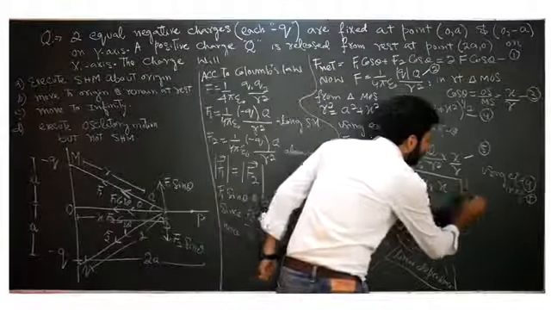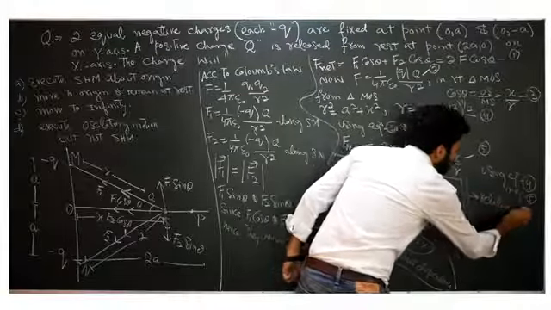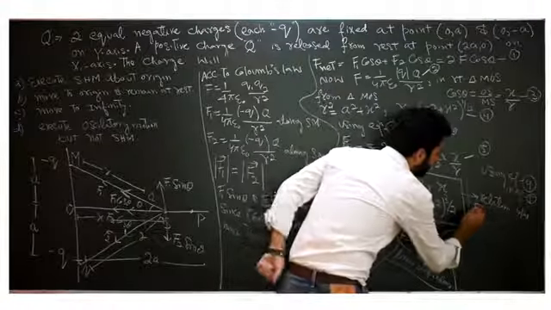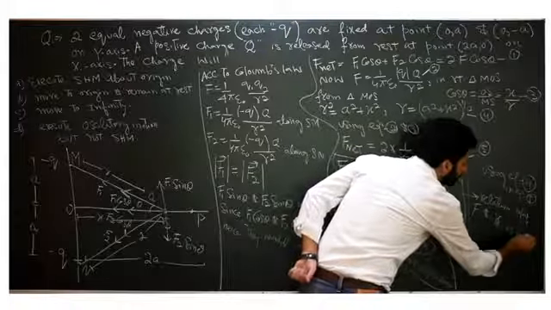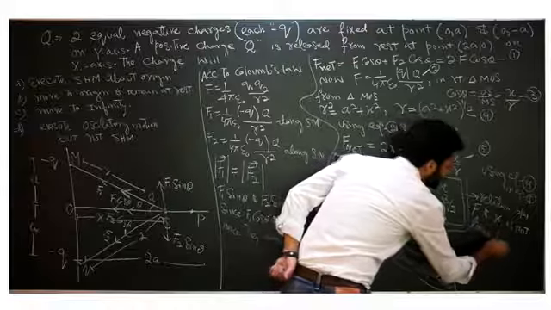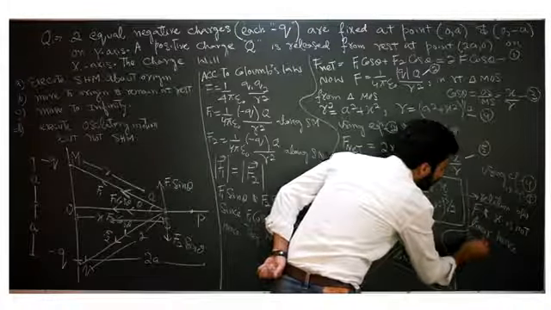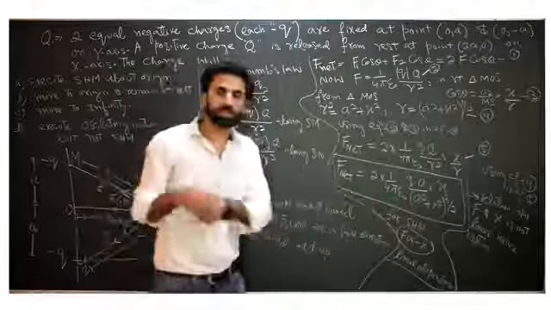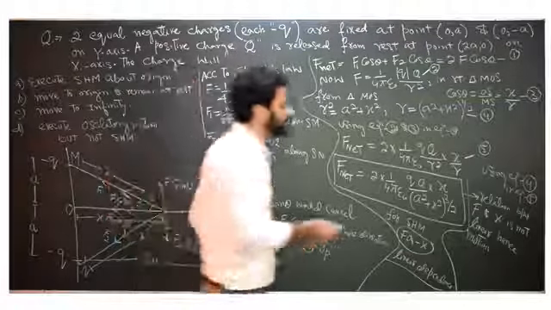So I can write here: the relation between F and x is not linear. This is not linear. Hence, motion is not simple harmonic. Since the relation is not linear, motion is not simple harmonic. So motion will be oscillatory but not simple harmonic.